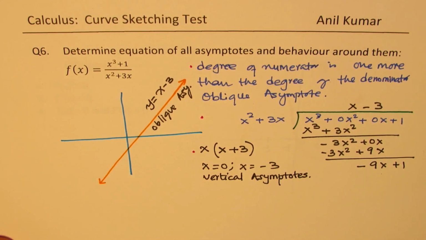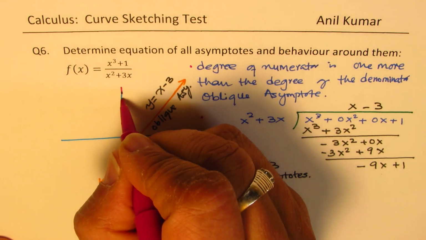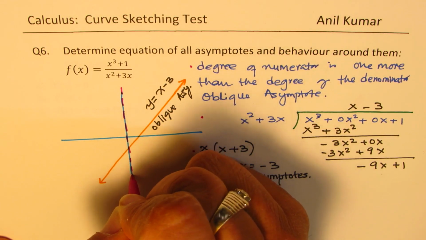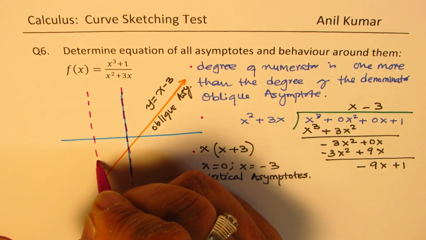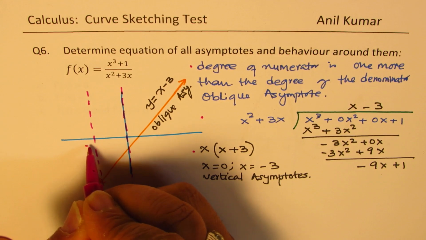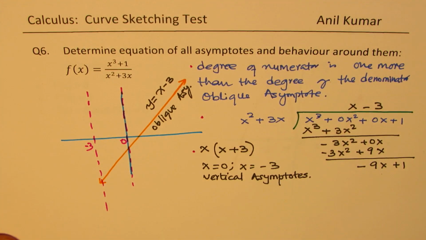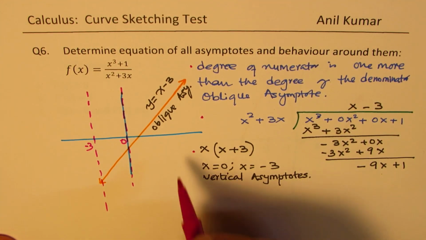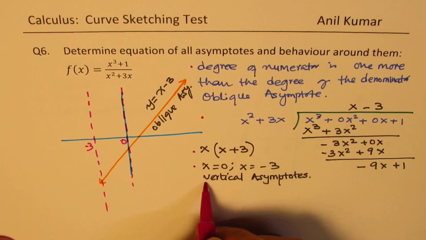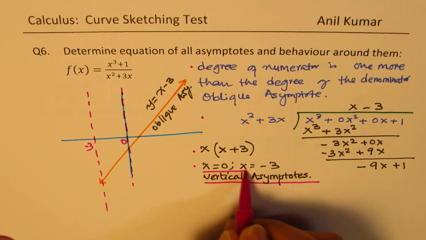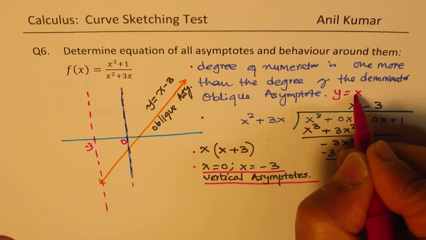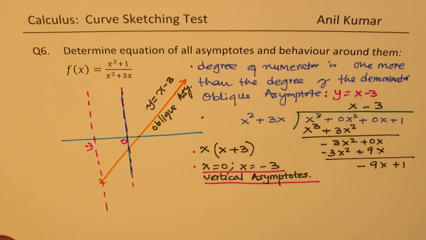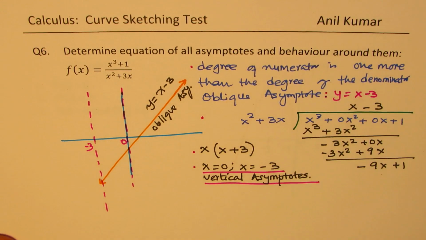Correct? So let me draw the vertical asymptotes. One is at x equals 0. The other one is at x equals minus 3. Okay. So there are three asymptotes here, right? Two vertical asymptotes and one oblique asymptote at y equals x minus 3. Okay, now we'll talk about the behavior around them.